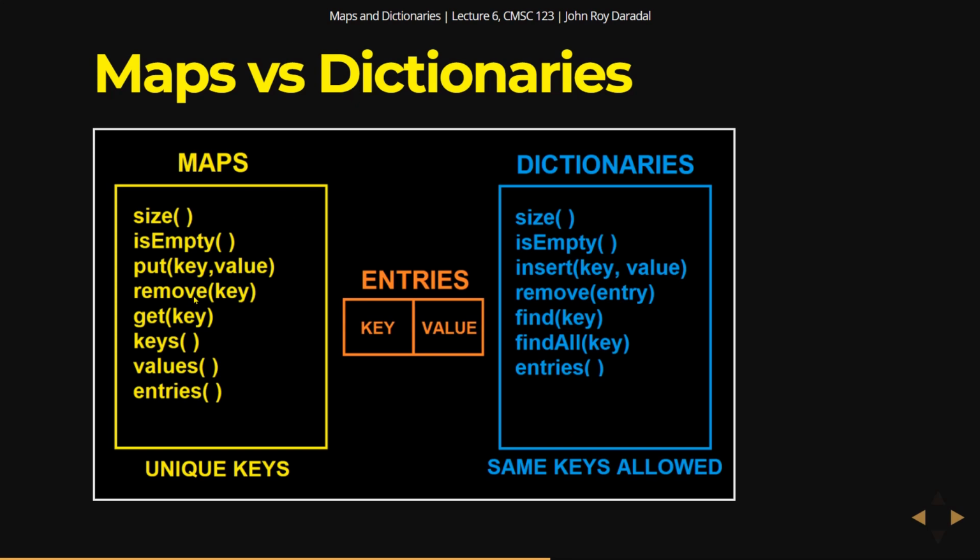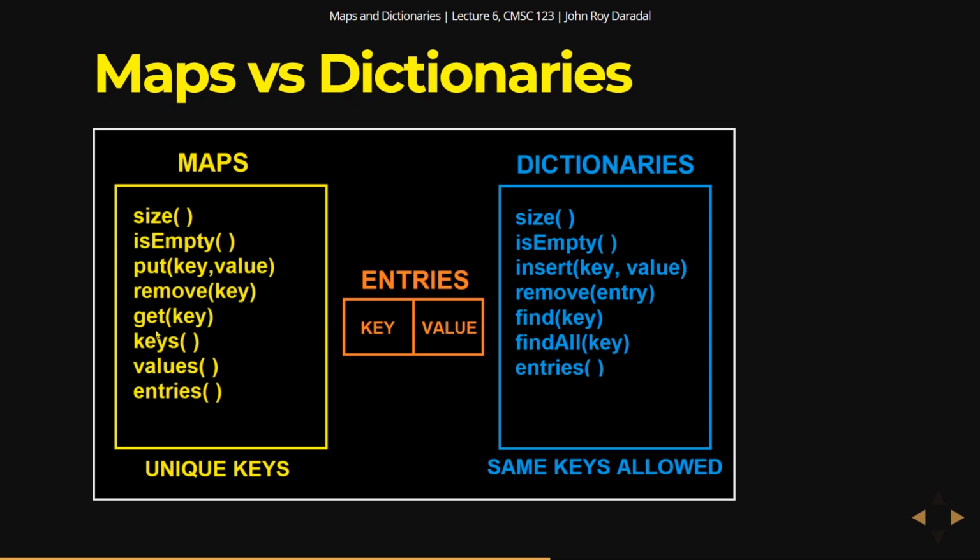And then for remove, which is the delete method, they're both called remove in both map and dictionary, but the difference is in remove for map, you pass in a key. In dictionary, you pass in an entry. Okay? Because there could be multiple entries with the same key, so just to avoid confusion, you pass in the entry that you want to remove.